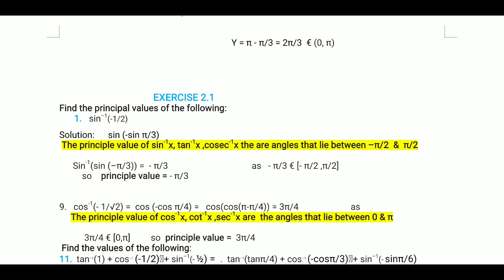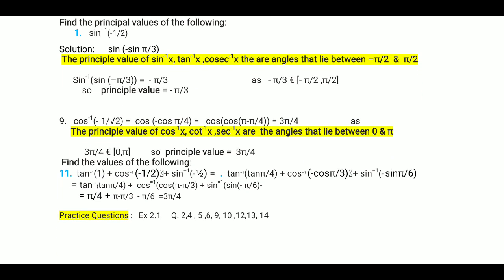So this is sine inverse of minus sine pi by 6, as minus sine pi by 6 becomes sine of minus pi by 6, an angle from the fourth quadrant. So we get sine inverse sine removed, we get minus pi by 6, and minus pi by 6 belongs to the closed interval minus pi by 2 to pi by 2. So its principal value will be minus pi by 6.